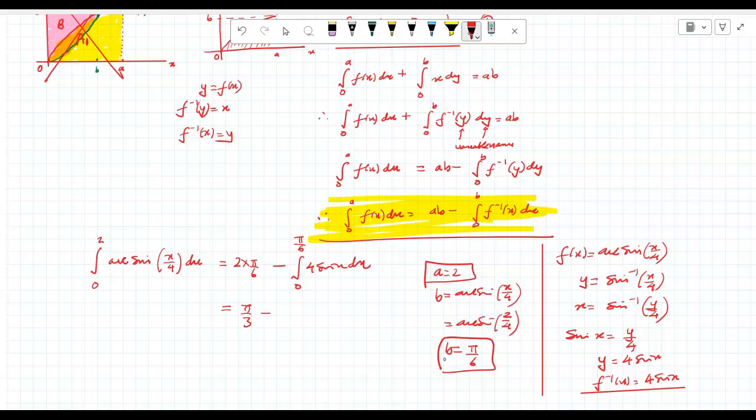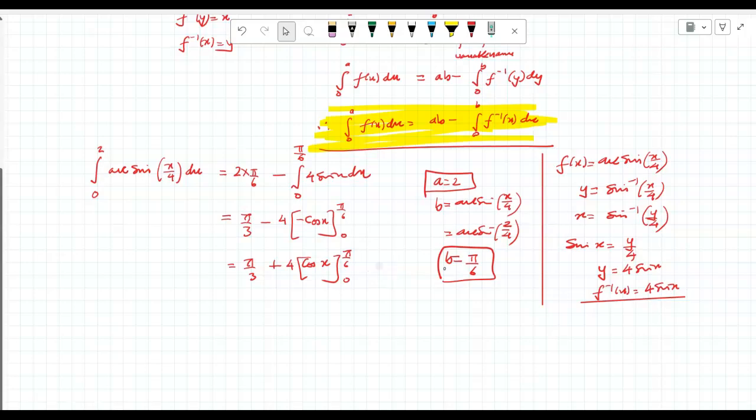So pi by 3 minus 4. What is the integral of sin x? Minus cos x. So this changes the sign. Yeah. So 4 times half.